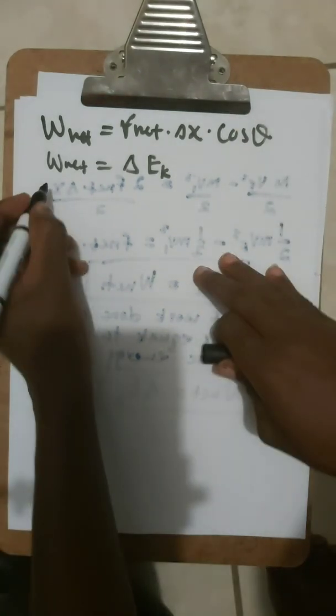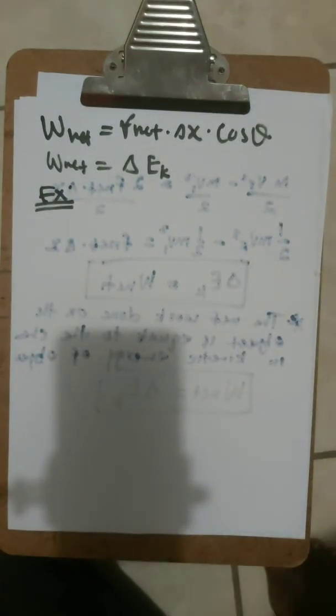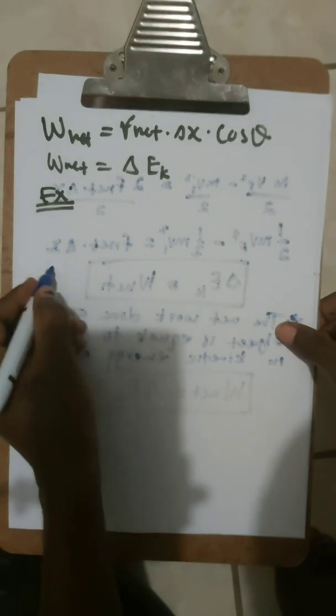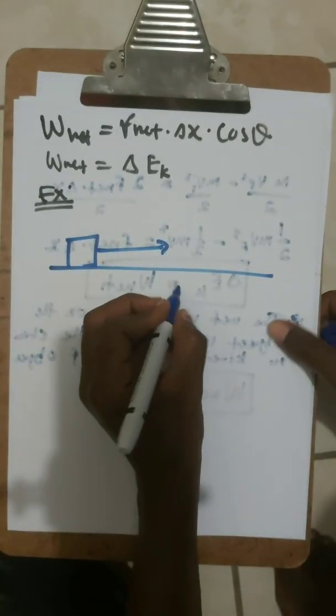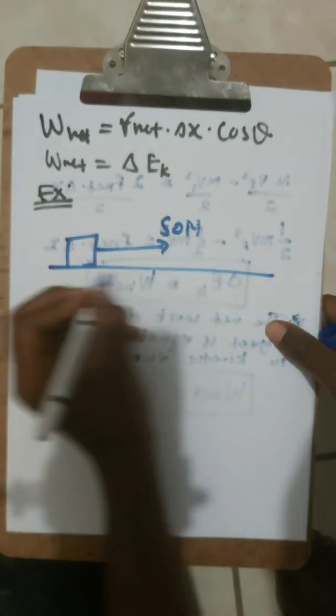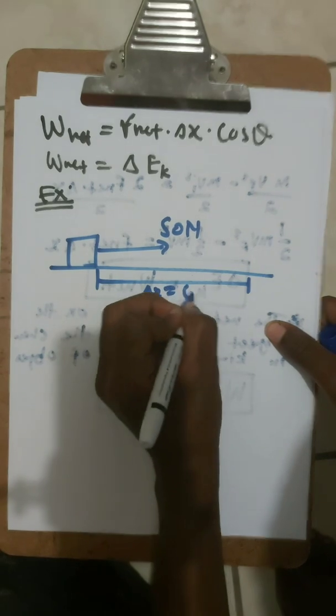So for example, let me give you this example. Let's say we have a question and we have a block here. This block is pulled by a force of 50 Newton with a displacement X of 6 meters.